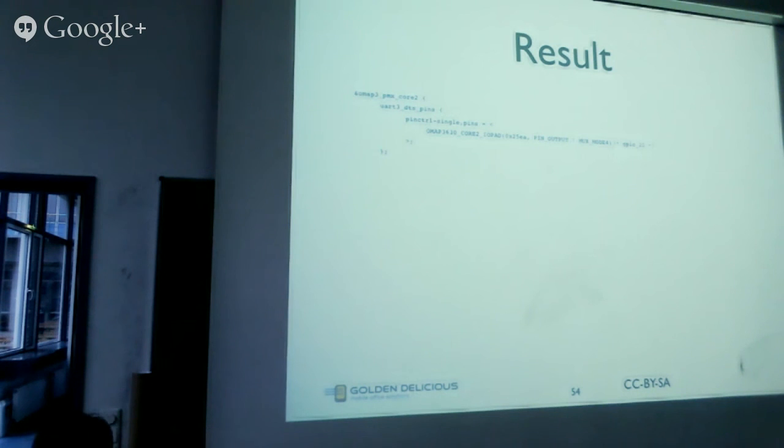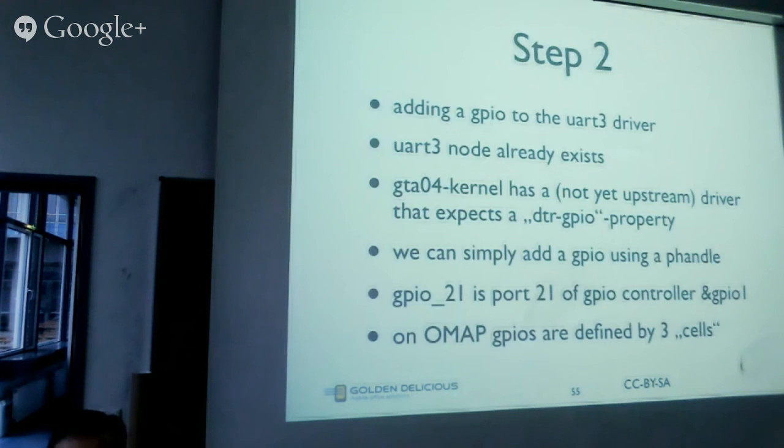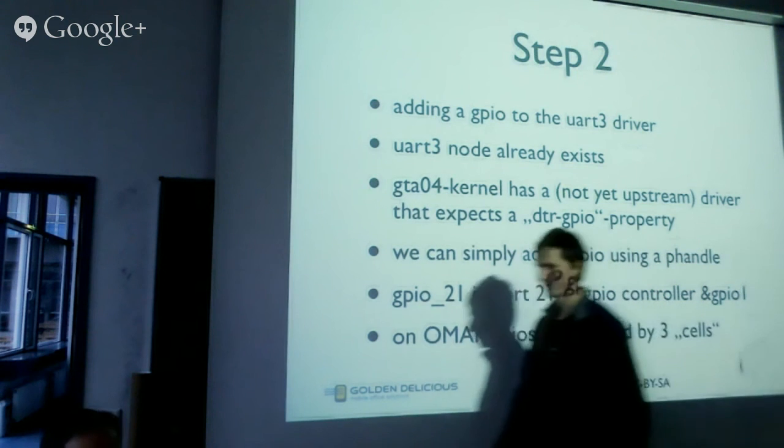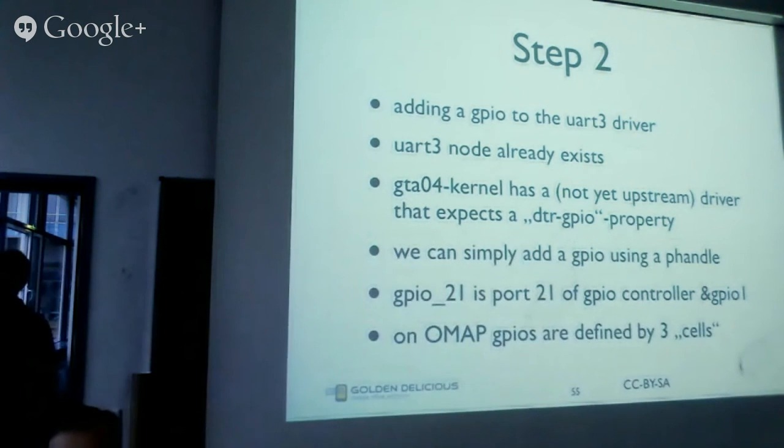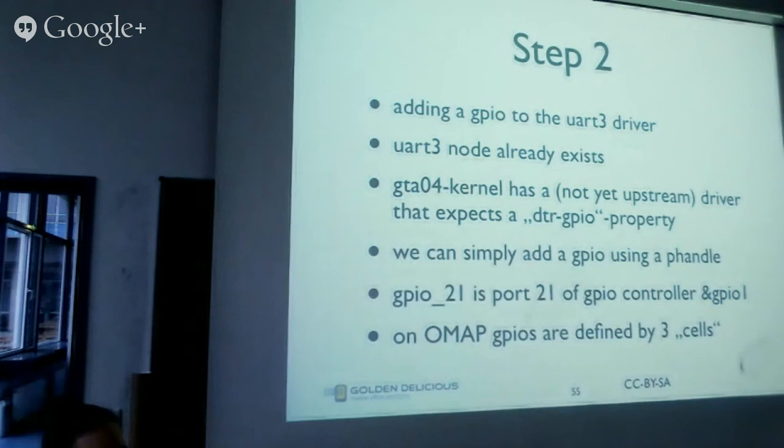At least it tries. Okay, so now we are almost done. Step 2 is we have to add this new GPIO to the UR3 driver. The UR3 node already exists, and fortunately we already have a driver in our kernel that can drive a GPIO as a DTR. It's not used yet for the UR3, so we just add this GPIO.